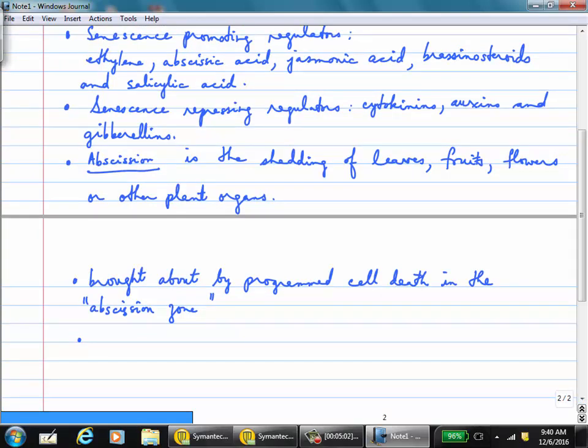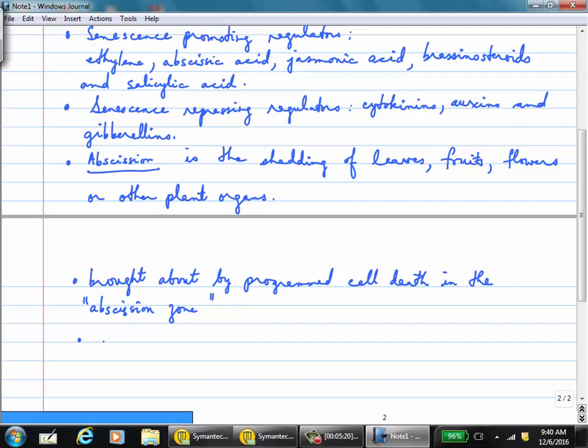It's got some special layers in them because, as you may have guessed, all of this has to do with gene expression. The cells must be having the right gene expression in order for them to undergo programmed cell death and then for the leaves and other organs to fall off. And again, this has to do with the activity of hormones.